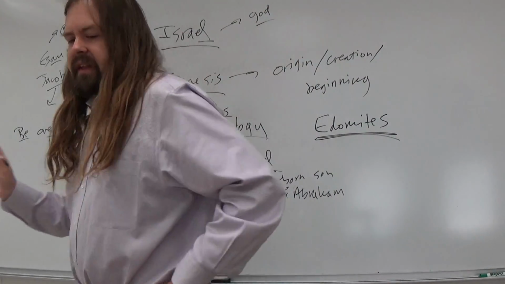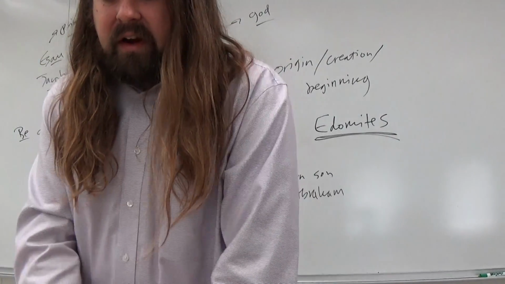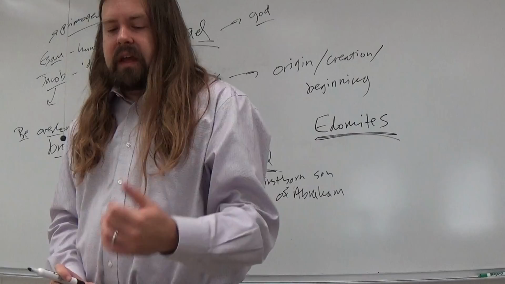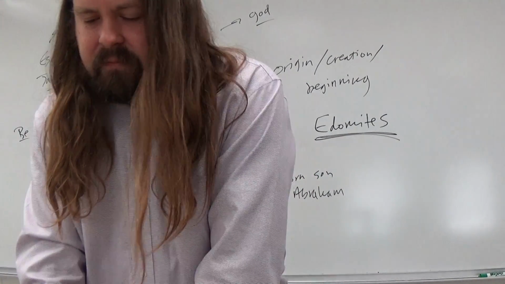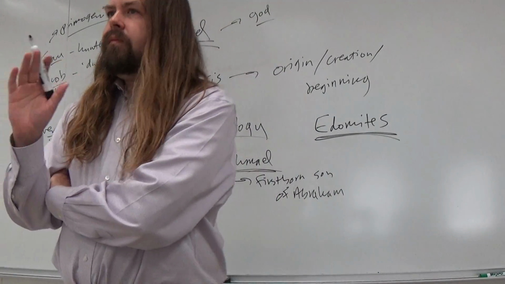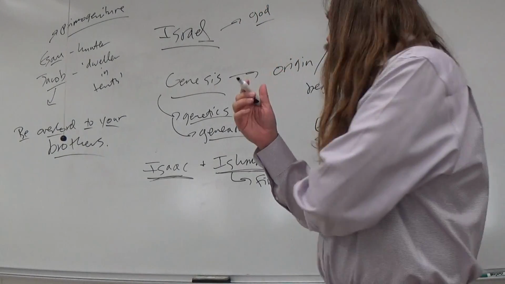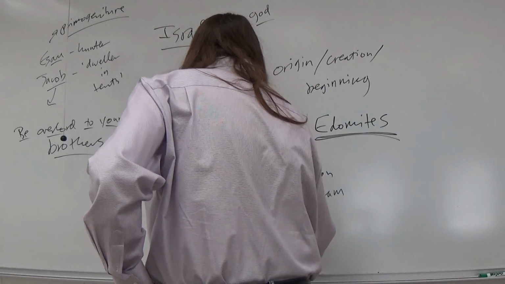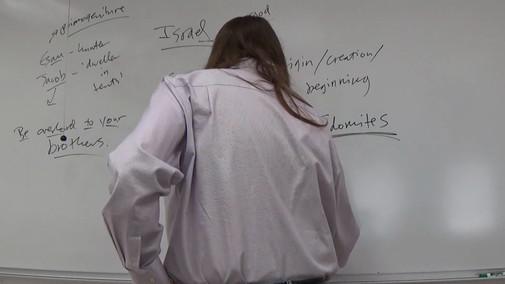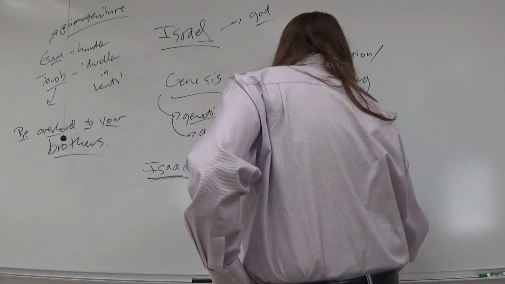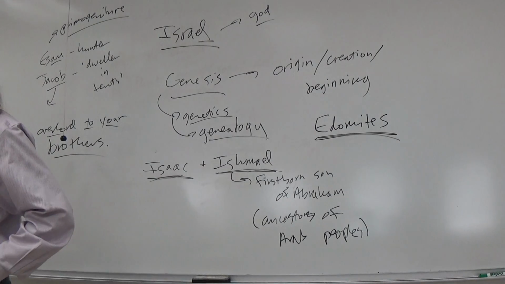Ishmael, on the other hand, we get this lineage of Ishmael on page 108, right? His 12 sons, who are essentially the ancestors. They're regarded as the ancestors today of the Arab peoples.